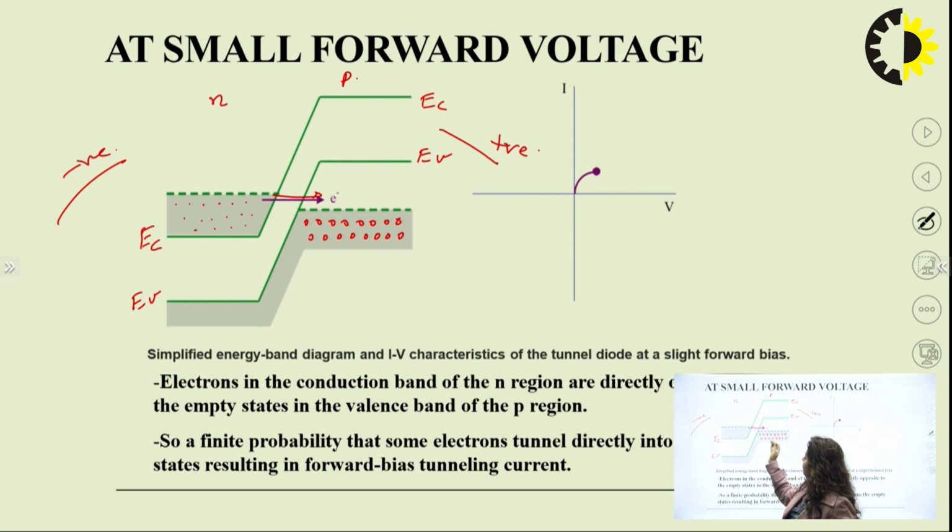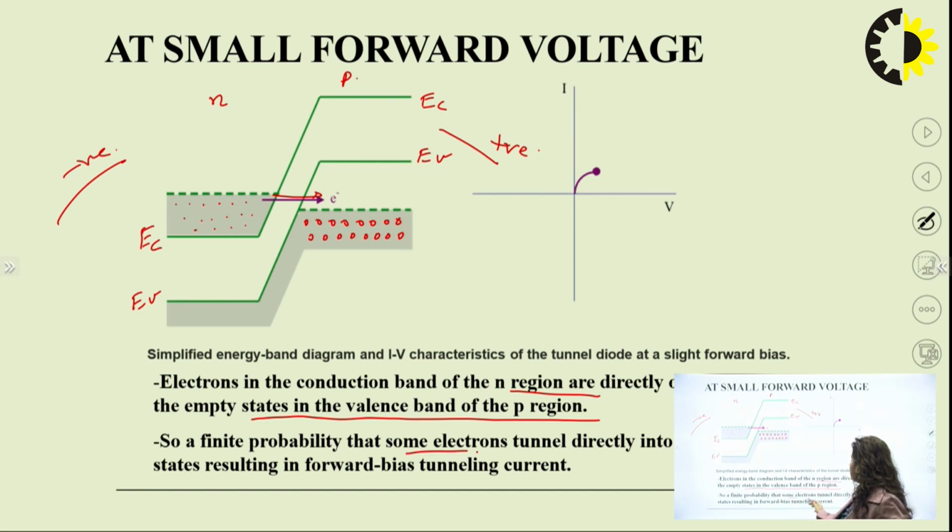So holes will move towards the valence band and electrons in the conduction band of the N side will move towards the P side. So there will be a tunneling of electrons. The electrons in the conduction band of the N region are directly opposite to the empty states in the valence band of the P region. You can see this is the empty area of the P side and this is the filled area of the N side. So electrons will move from here to this empty space. So there is a finite probability that some electrons tunnel directly into the empty state, resulting in forward tunneling current.